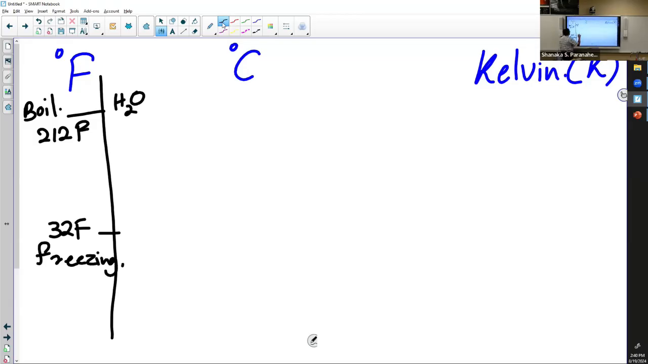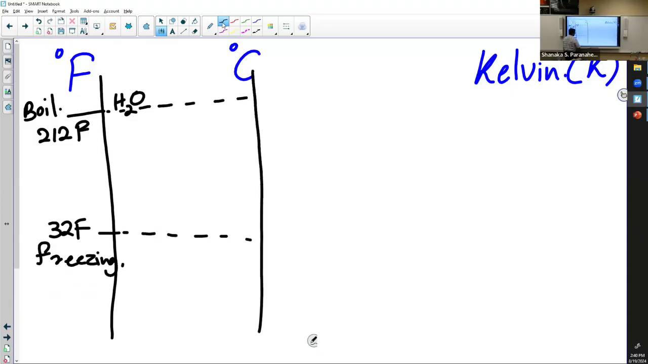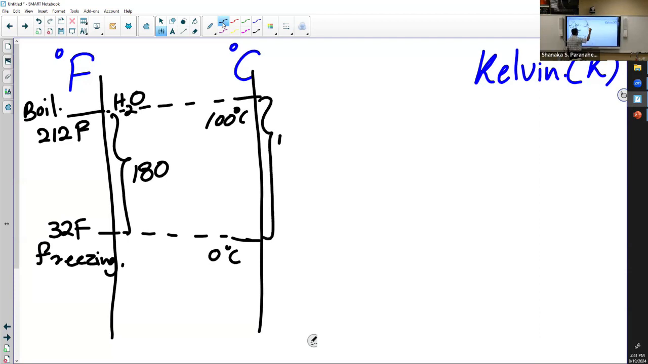Okay. If we relate these 2 points to the Celsius scale, this is my Celsius scale. What is the boiling point of water in Celsius? 100 degrees Celsius. Water boils at 100 degrees Celsius, and the freezing point of water is 0 degrees Celsius. So what is the difference between 212 and 32? 212 minus 32. What is the answer? 180. And 100 minus 0 is 100.